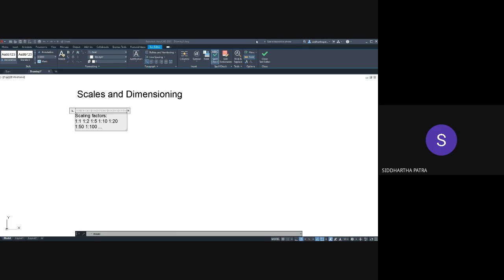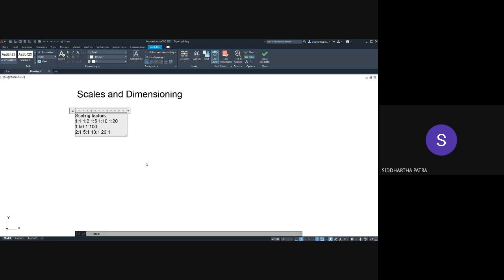So these are the reducing scales, and then you can use enlarging scales. The enlarging scales also work in a similar fashion. Let's say you can draw in 2 is to 1 scale, 5 is to 1 scale, 10 is to 1 scale, 20 is to 1 scale, and so on. Now let's say I'm using the enlarging scale of 20 is to 1.